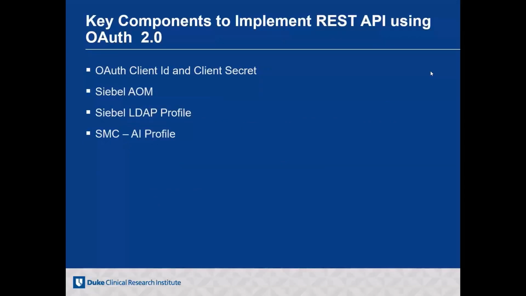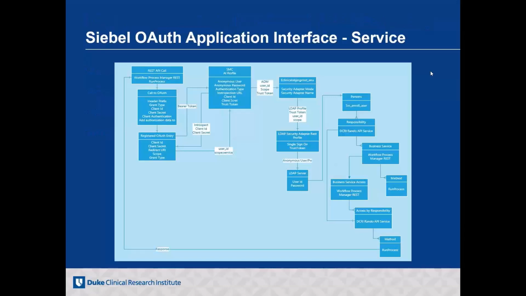The key components to implementing it are that you have to have an OAuth client ID and client secret. You have to set up a Siebel application object manager. You need to create a special LDAP profile, and you need to create a special SMC AI profile. With those four together, they talk to each other really well. I took the Oracle presentation and documentation, with references later in the document, and made it more DCRI focused more than anything else. To me, it helps me understand what goes where and who's involved.